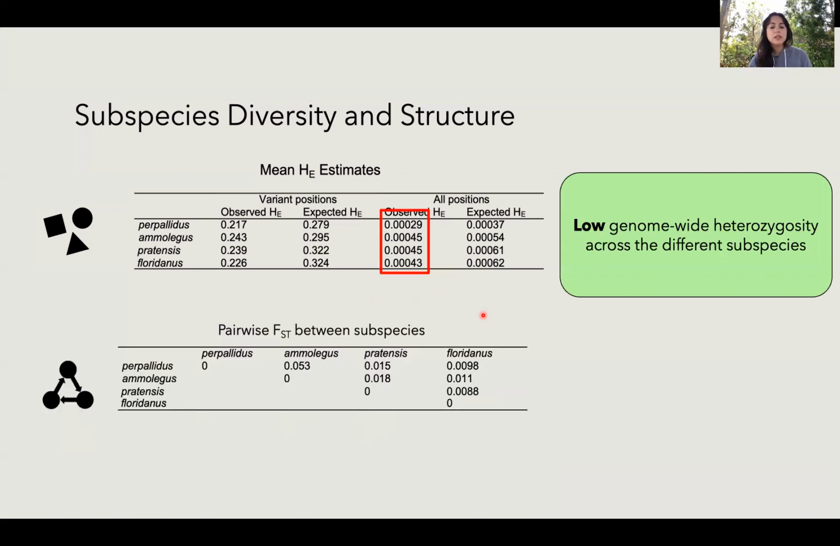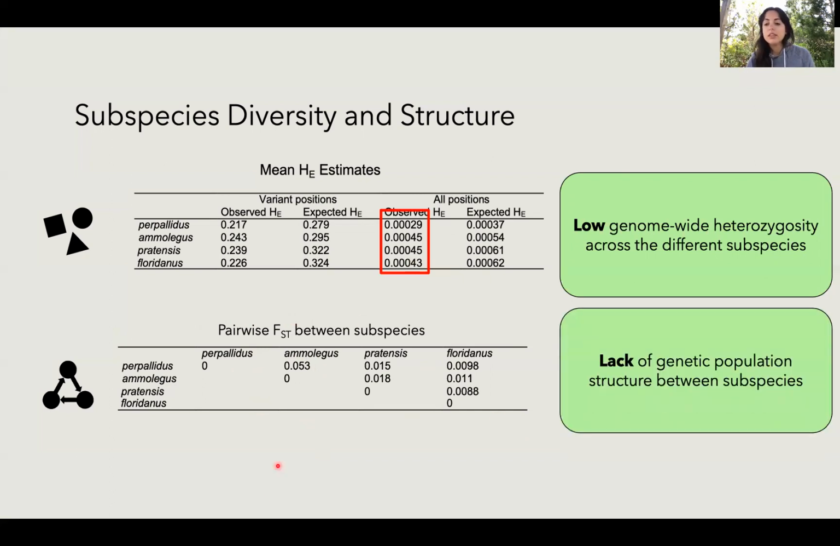And so next, I looked at population structure using FST as a metric. And broadly speaking, an FST of 0 means no differentiation, and an FST of 1 means completely differentiated. And in this matrix, what we see here is that across the different pairwise comparisons, the different pairwise FST values are very close to 0, that they don't even reach 0.1, telling us that there is a lack of genetic population structure or a lack of differentiation between these different subspecies.